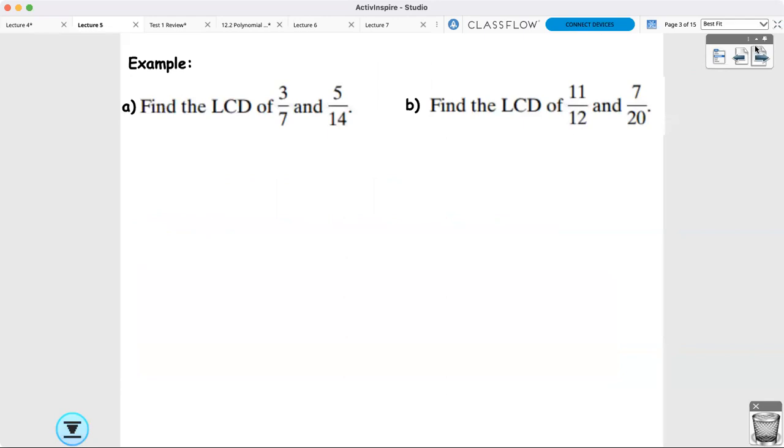Here's example 1. Find the LCD of 3/7 and 5/14. I'm going to give you about 1 minute to set up for A, and then I'll jump in.